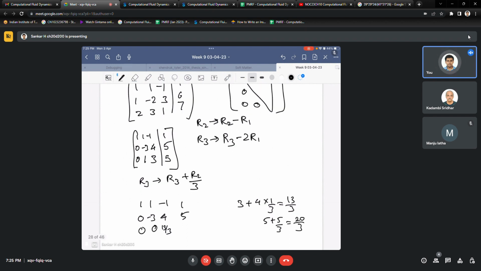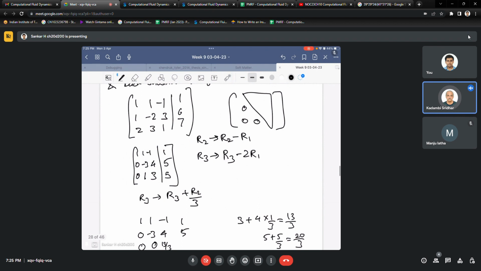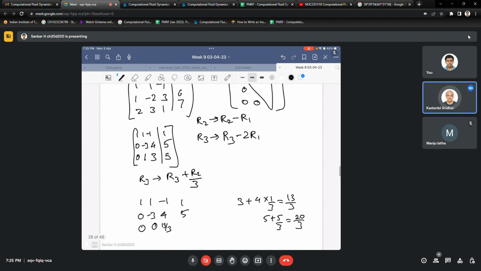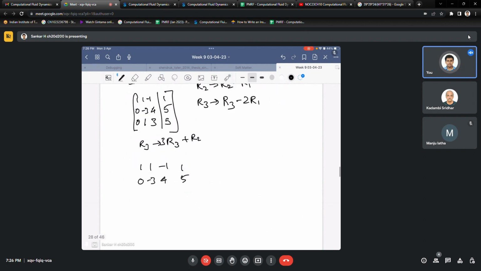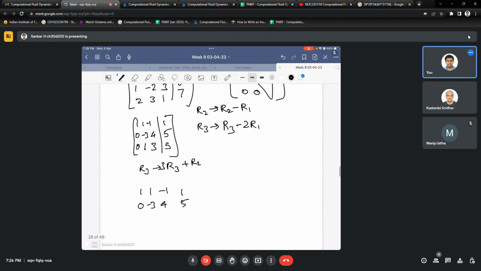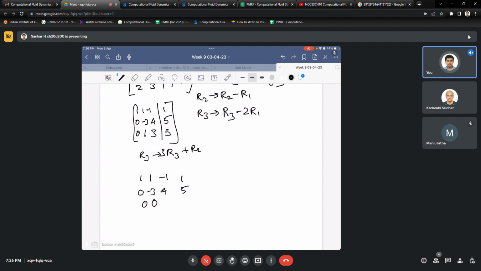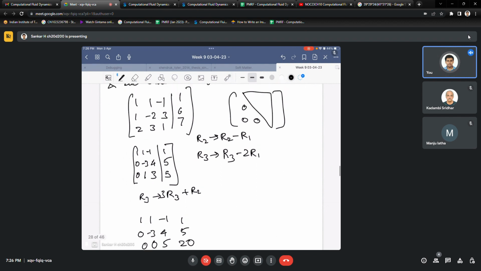Let me just go back and evaluate. Why can't we do 3R3 plus R2? Yeah, it'll be the same answer. It doesn't matter if you are doing 3R3 plus R2 or R2 plus R3 by 3. So you're getting a fraction, no? Yeah, okay, we can do it that way only. 3R3 plus R2. So we'll be getting 0, 0, 9 minus 4 is 5, and we'll get 15 plus 5 as 20. I think I have made a mistake somewhere in the second step, because I shouldn't be getting a fraction somewhere.